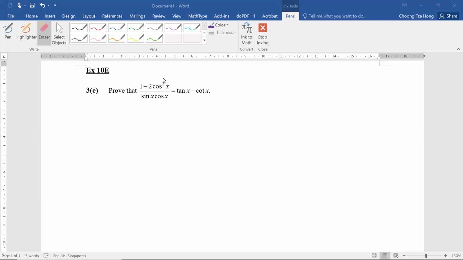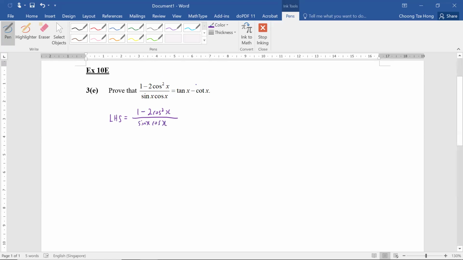Right, so as usual, whenever you have a trigo proving question, basically what you want to do is try to start from the side that is more complicated. For this particular question, it's quite obvious that the left-hand side is more complicated, so let's start from the left side. The left-hand side, we have (1 minus 2 cosine square x) over (sine x cosine x).